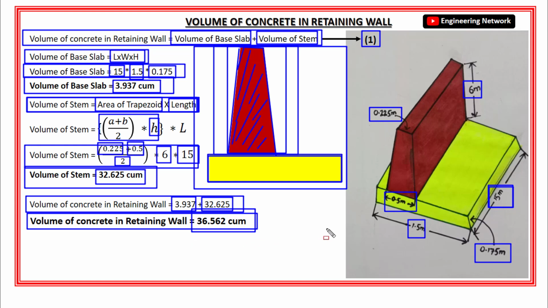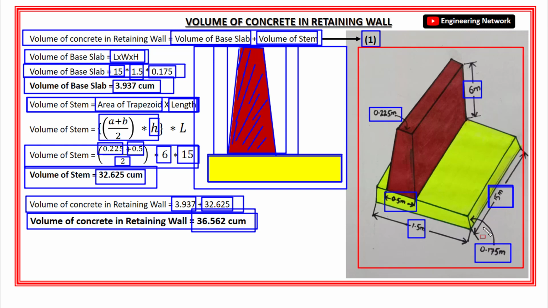So finally I can say that in this retaining wall, whose length is 15 meter, 36.562 cubic meter concrete will be used, right?